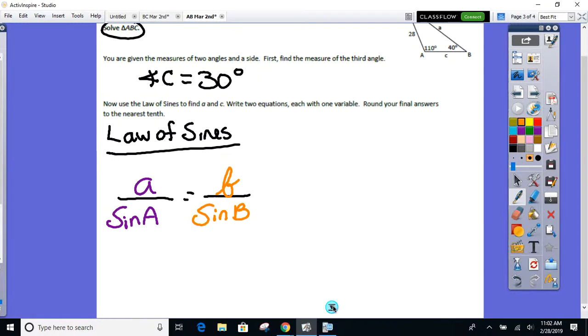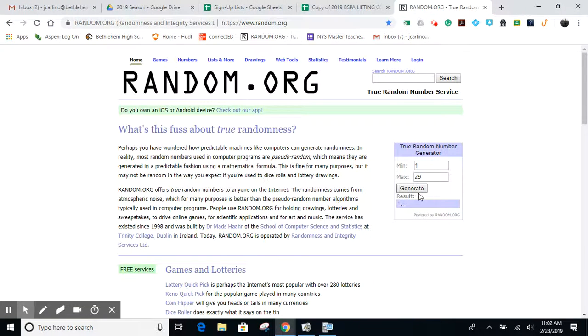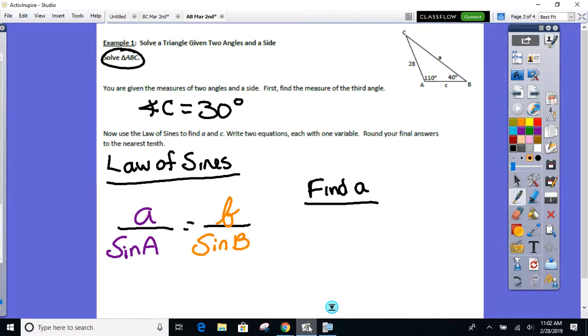Class decision. Do you want to find A or C here on my triangle? A? All right, so let's find A. It'll make a little more sense when I actually plug in values. Ready to go. Give me a side and an angle across that we know. Okay, ready? Hold on. 28 over, what's the angle across? 40, but you're not going to write 40. What are we going to write instead? Sine of 40. That's a much different number than 40.